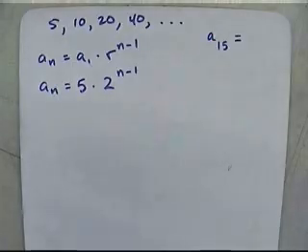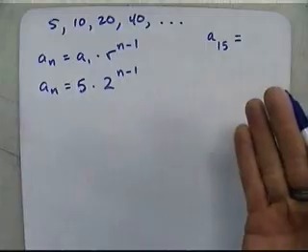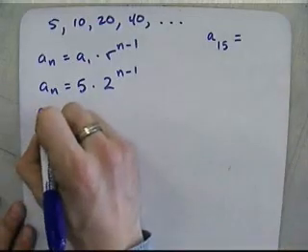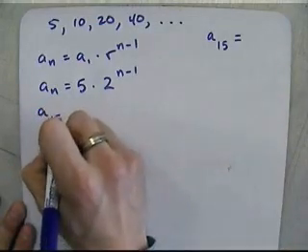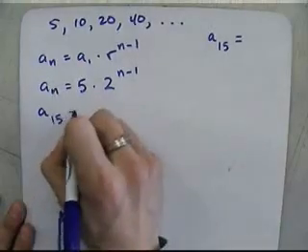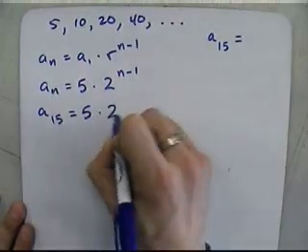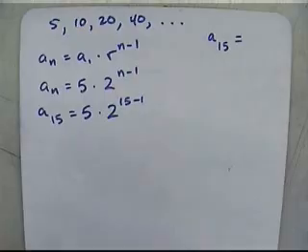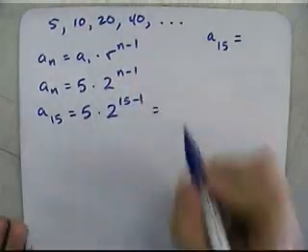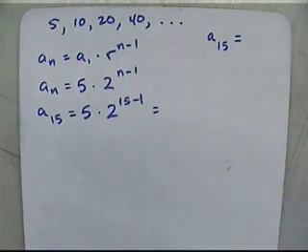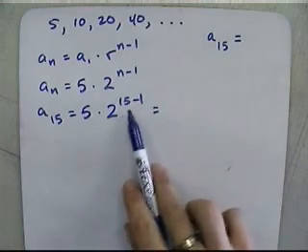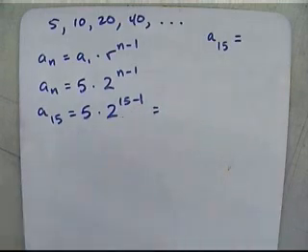Okay, we okay with that? Now if I want to find the 15th term, I can just plug in 15 for n. So a sub 15 equals 5 multiplied by 2 to the 15 minus 1. Go ahead and put it on your calculator now and see what you get. So really it's 2 to the 14th. Put that on your calculator, multiply by 5.